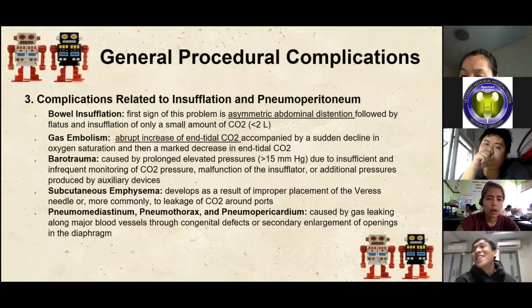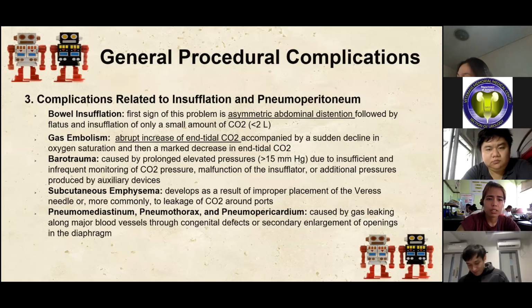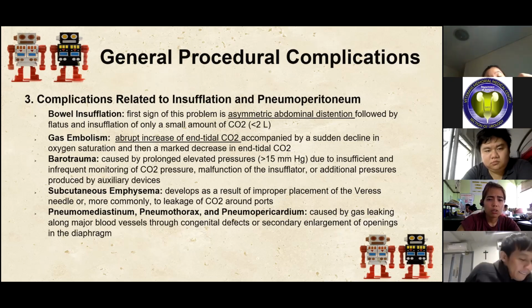Next is barotrauma, caused by prolonged elevated pressures due to insufficient and infrequent monitoring of carbon dioxide pressure, malfunction of the insufflator, or additional pressures produced by auxiliary devices. Next is subcutaneous emphysema, which develops as a result of improper placement of the Veress needle or, more commonly, leakage of carbon dioxide around the ports. Next complication, we have the pneumomediastinum, pneumothorax, and pneumopericardium, which are caused by gas leaking along major blood vessels through congenital defects or secondary enlargements of openings in the diaphragm.